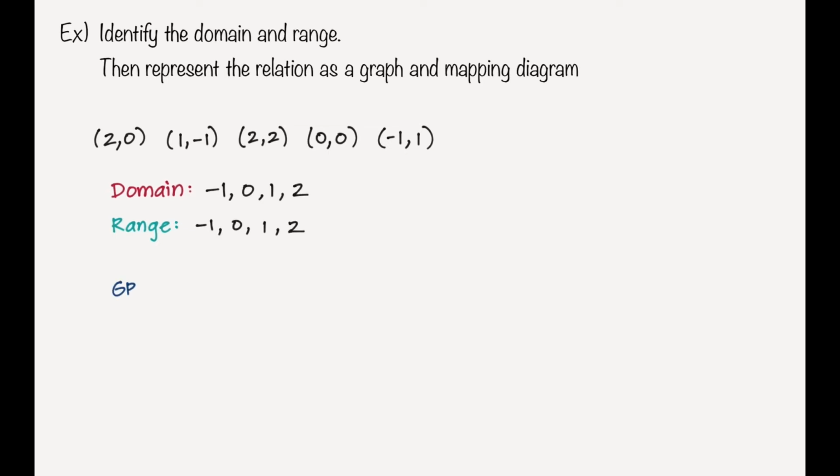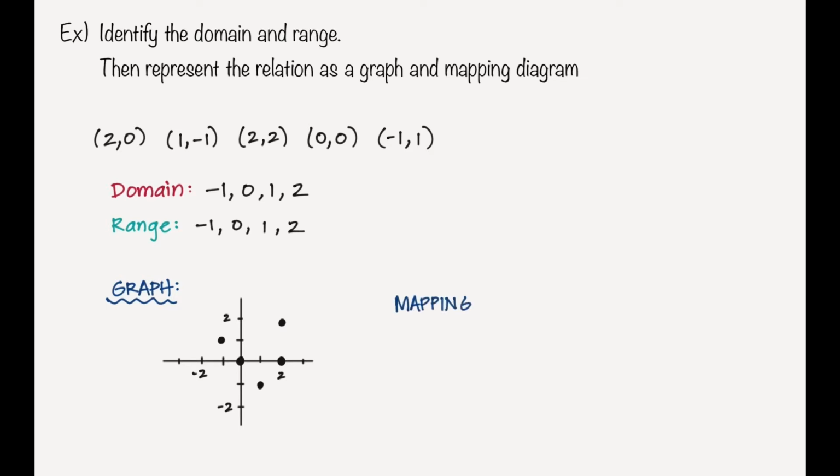Okay, now let's go ahead and graph all 5 of these points. So I'm going to go ahead and just draw a very simple graph. Here we go. I'll count by labeling every other one. So I'll label by 2's, and then I can plot those points. So (2, 0), (1, -1), (2, 2), (0, 0), and (-1, 1). And there we go. I graphed it.